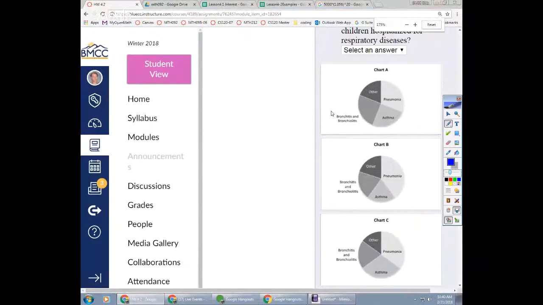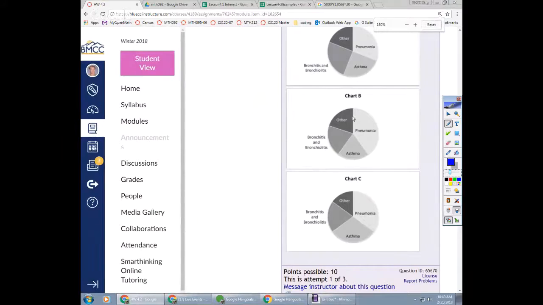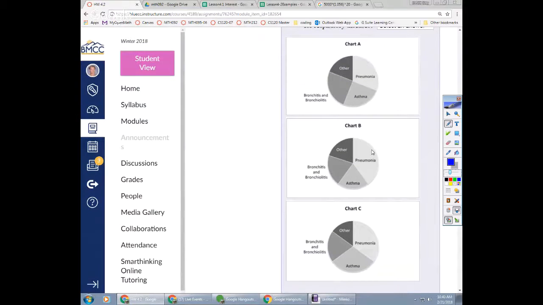Any more? It's not getting any bigger. All right, so let's see. Which two are the same? Bronchitis and asthma were both 25%, right? So we're looking for a chart that has bronchitis and asthma as the same size pie.